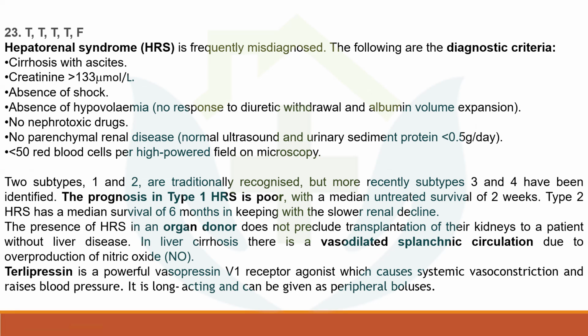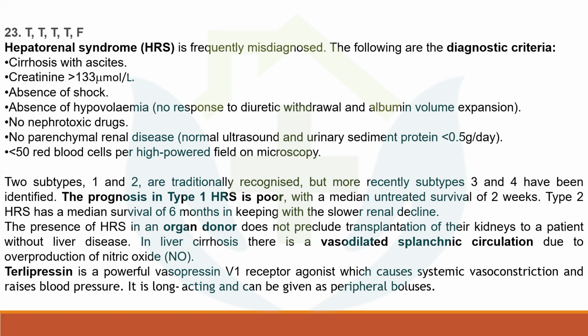The diagnostic criteria is cirrhosis, creatinine more than 133, absence of shock, hypovolemia, no nephrotoxic drugs, no parenchymal renal diseases, less than 50 red blood cells per high power field on microscopy. Two types are there, type 1, type 2. So type 1 and type 2 are traditionally recognized, but more recently type 3 and 4 have also been identified.